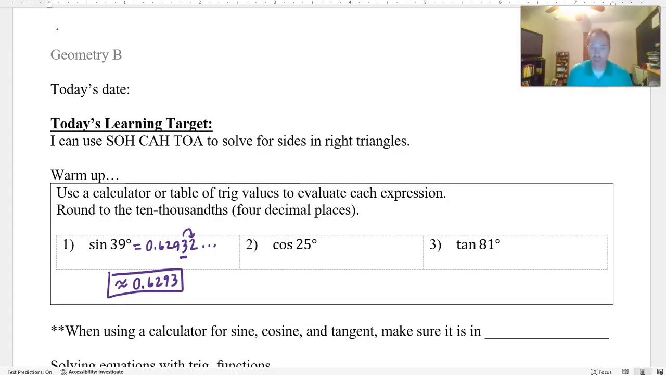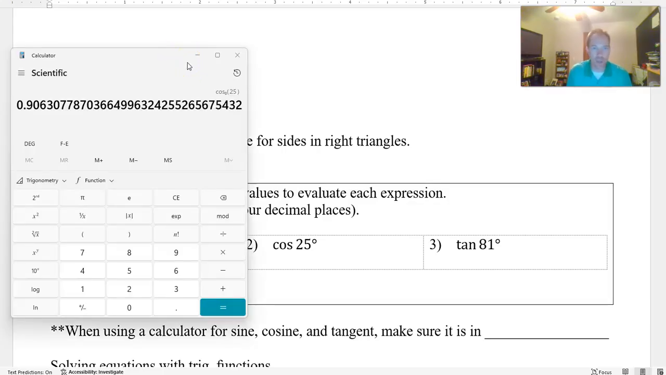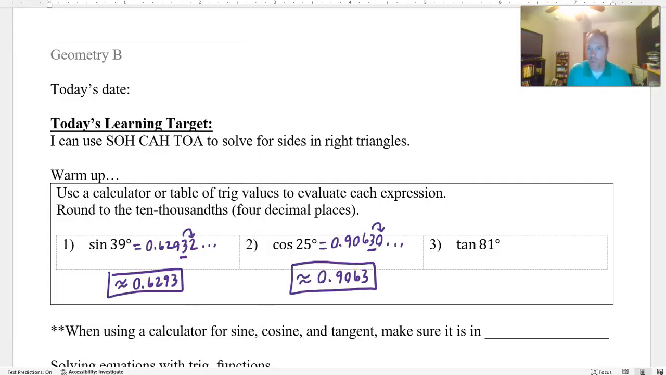Okay. So the same thing with cosine of 25. Grab a calculator, or if you have a table of trig values, look that up. So my calculator is telling me the cosine of 25 is 0.90630. Again, to 4 digits to the nearest 10 thousandths, that'll round to 0.9063. So there we go, got that written down.